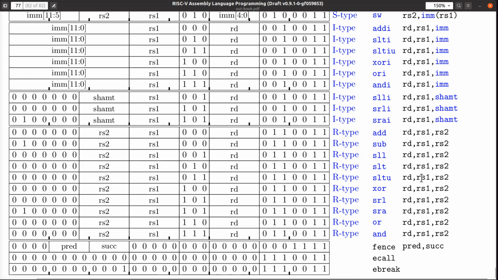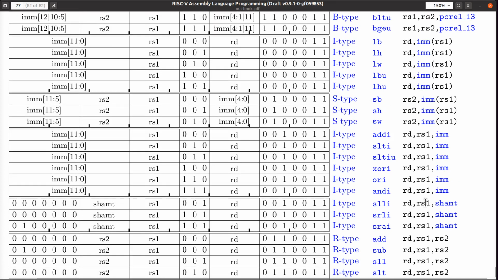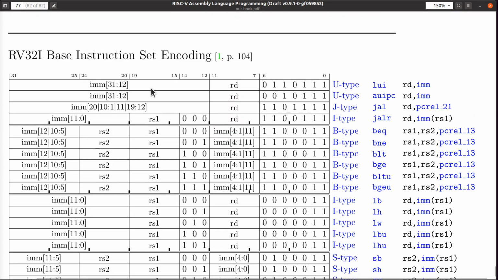So the R-types are pretty straightforward. I don't think we need to beat that dead horse too much. Let's look at the more complicated ones, all right? Let's start with the first one up here, these U-type instructions. They're both U-type, therefore they're both encoded the same way. They may not do the same thing.